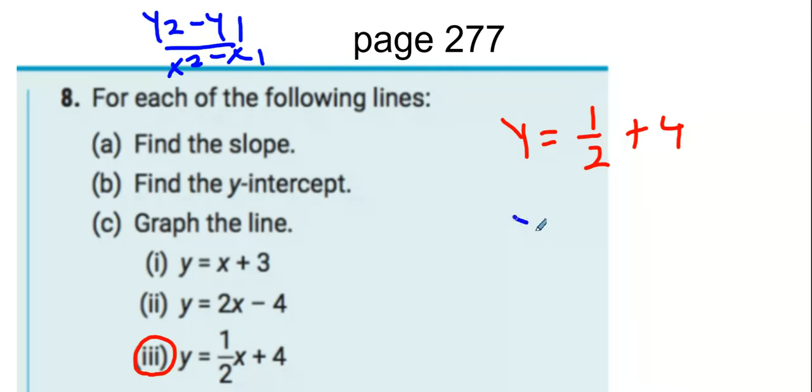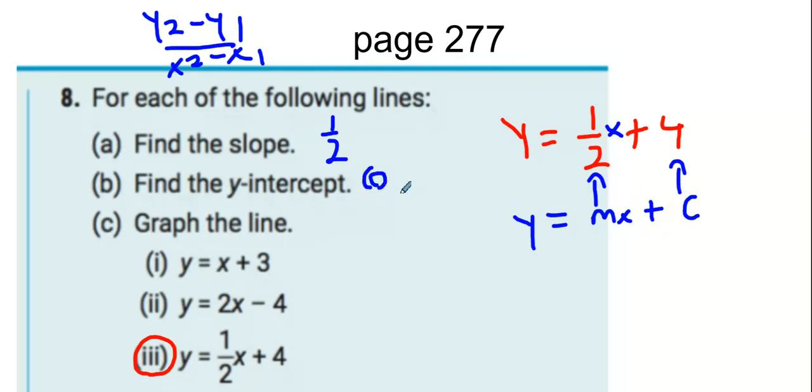Yes. Mx plus c. Perfect. Now, lads, remember what we said earlier? What comes in front of the m is what? Not 2. A half. What does that mean about the slope? Slope's a half. What's the c value? 0, 4. Is that okay with you guys?